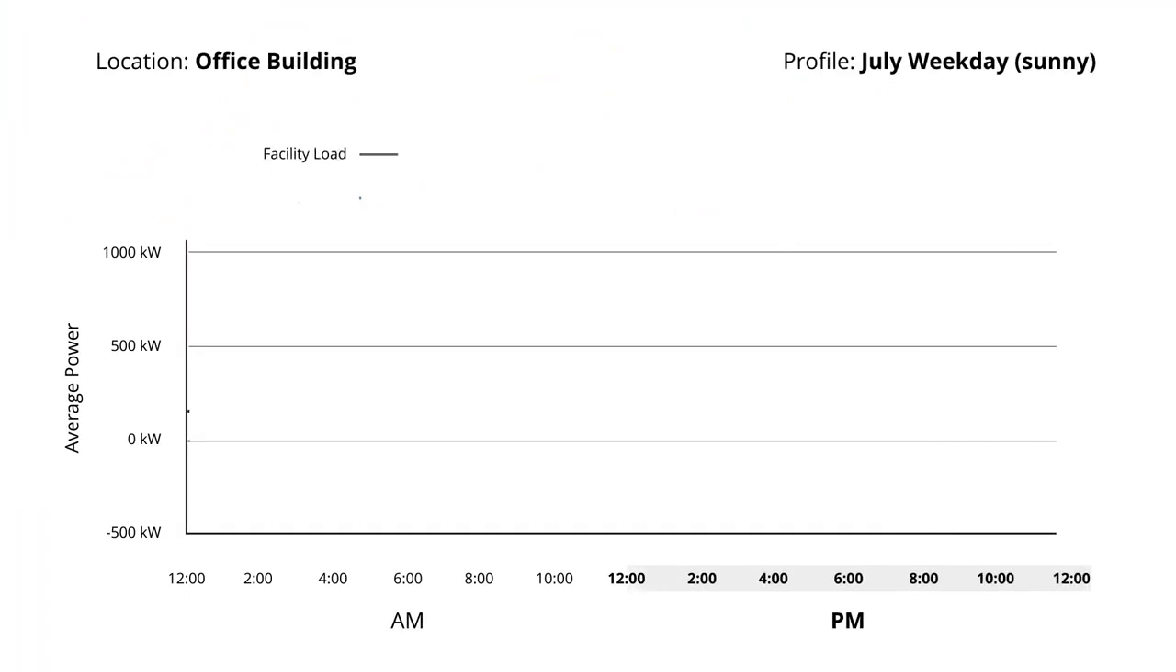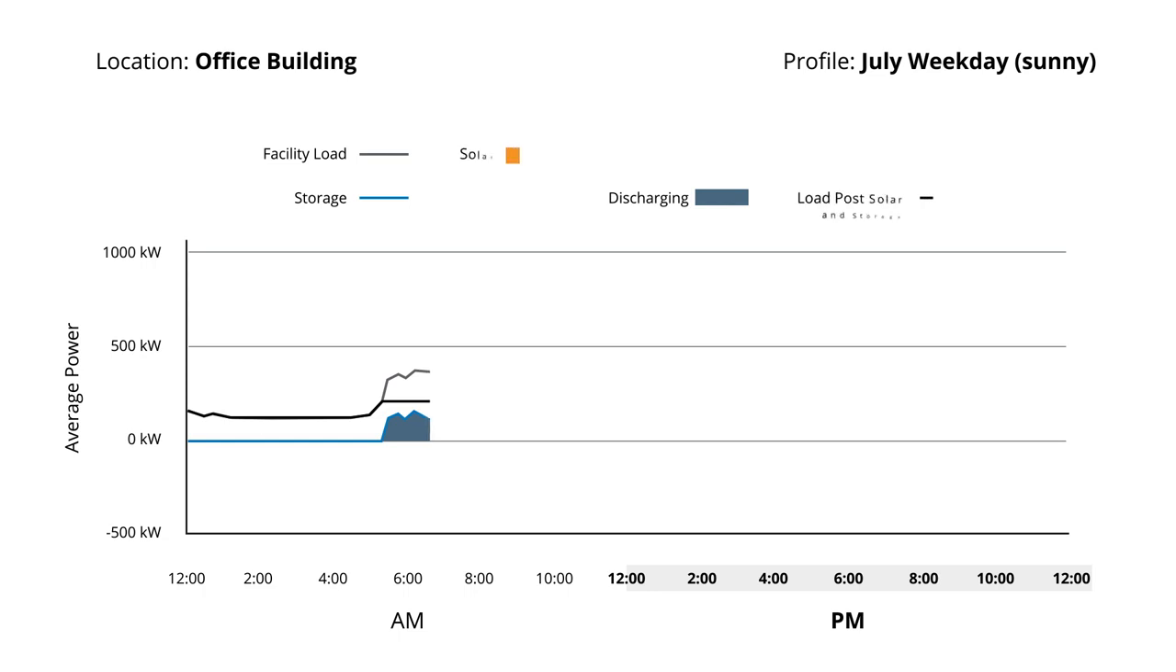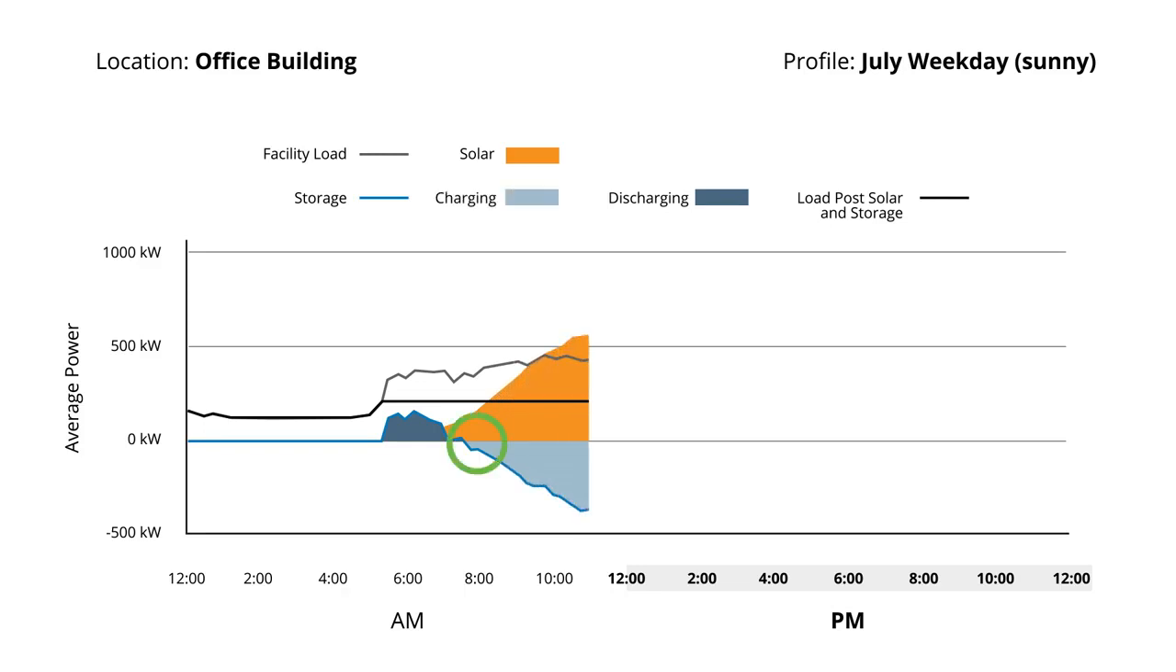With SunVault DX storage installed, which is represented by the blue line, the system uses the previous day's energy to discharge and keep all hours demand down before solar starts generating energy. The dark blue area indicates that SunVault DX is discharging, and the black line shows what the utility meter sees. After the initial discharge to cover the morning ramp, solar starts charging the storage system, which is represented by the lighter blue-colored area.